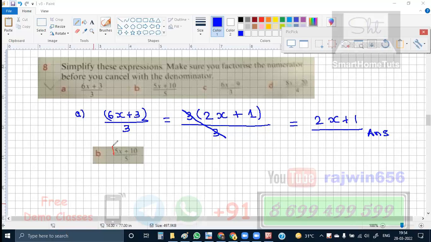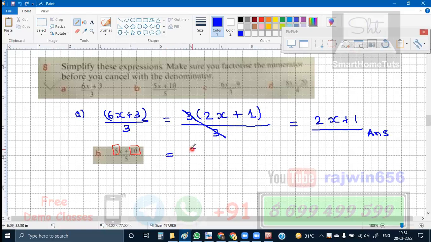Here 5 is there and here 10 is there. So what will you take common? Sir, 5. 5 will be taken common. Yes, correct. So here 5 is taken common. Now inside the bracket, 5 is already there, so that is gone out, taken common. So what will be remaining from 5x?